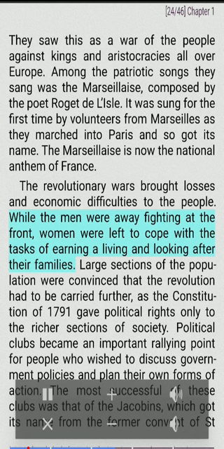The Revolutionary Wars brought losses and economic difficulties to the people. While the men were away fighting at the front, women were left to cope with the tasks of earning a living and looking after their families. Large sections of the population were convinced that the revolution had to be carried further, as the Constitution of 1791 gave political rights only to the richer sections of society.